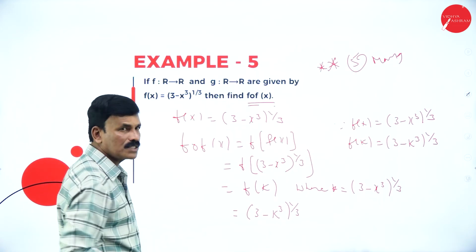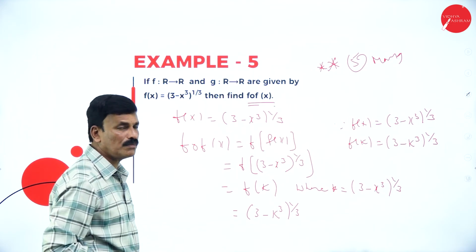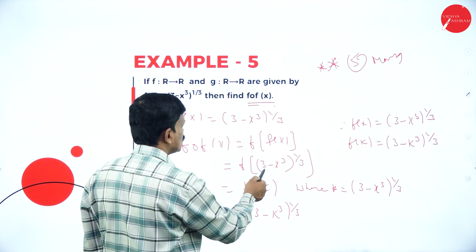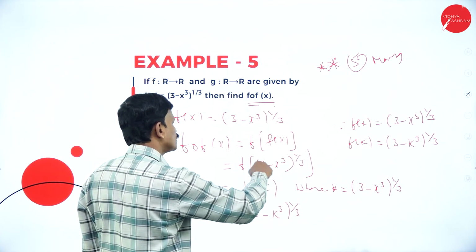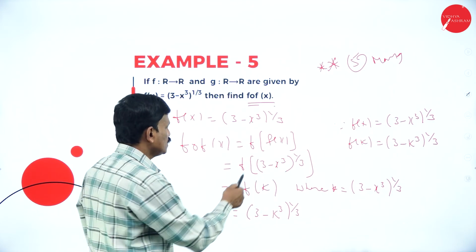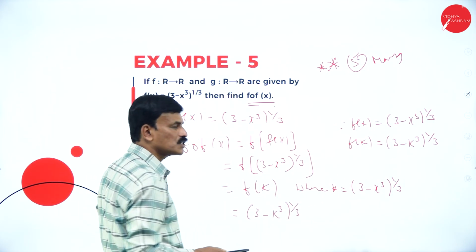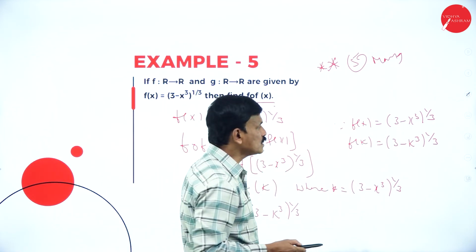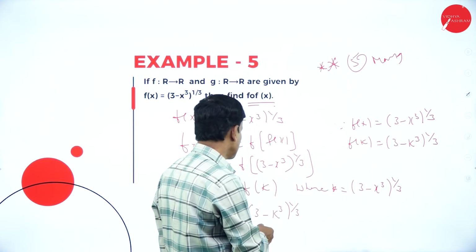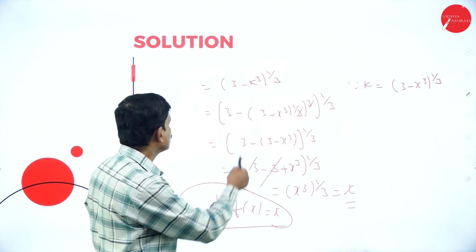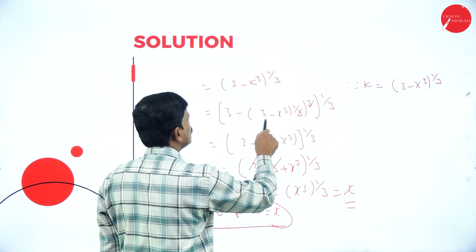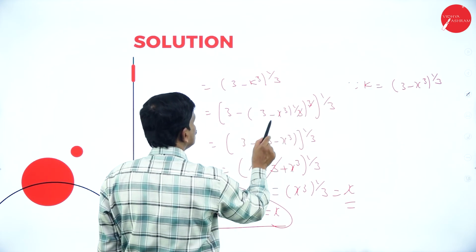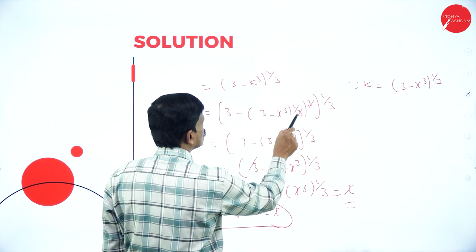See here, since f of x is given as (3 minus x cube) whole raised to 1 by 3, f naught f of x is equal to f of f of x. F of x is nothing but (3 minus x cube) whole raised to 1 by 3. Let us call this k. Then this becomes f of k. What is k? K is (3 minus x cube) whole raised to 1 by 3. If f of x is (3 minus x cube) whole raised to 1 by 3, then f of k is (3 minus k cube) whole raised to 1 by 3. Substitute here: k is (3 minus x cube) whole raised to 1 by 3. This 1 by 3 as it is, the cube as it is, only k is equal to this quantity.